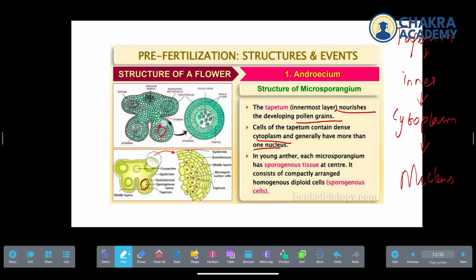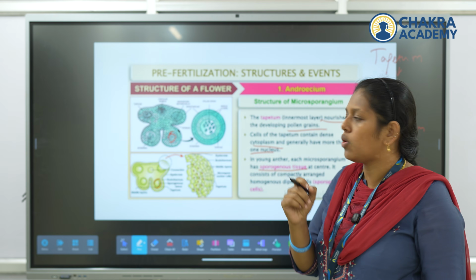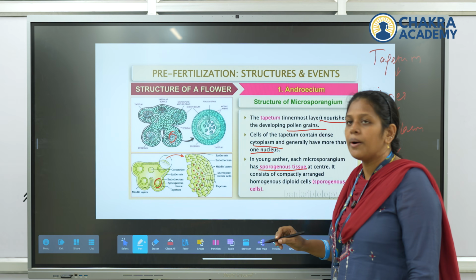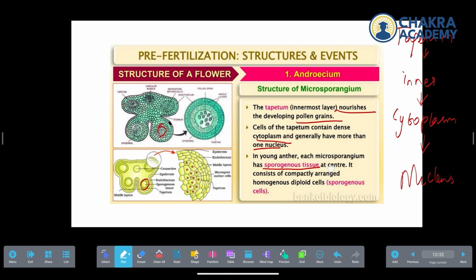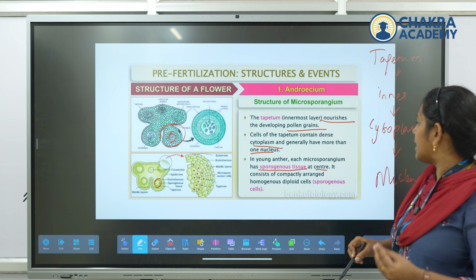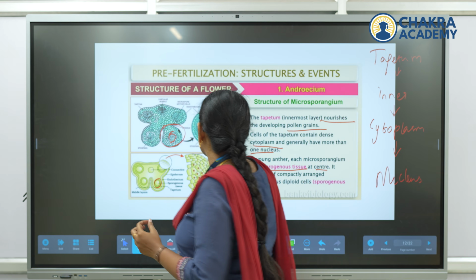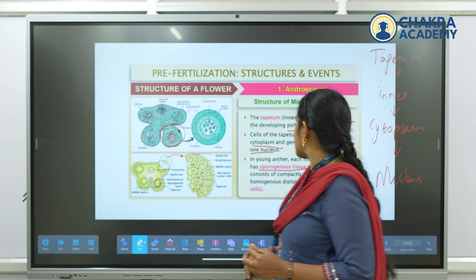In a young anther, each microsporangium has a tissue called sporogenous tissue. I repeat it again. In a young anther, each microsporangium has a tissue named sporogenous tissue, which is located in the center. So can you see this picture? In this picture, the center region is occupied by the sporogenous tissue. The sporogenous tissue contains compactly arranged sporogenous cells.